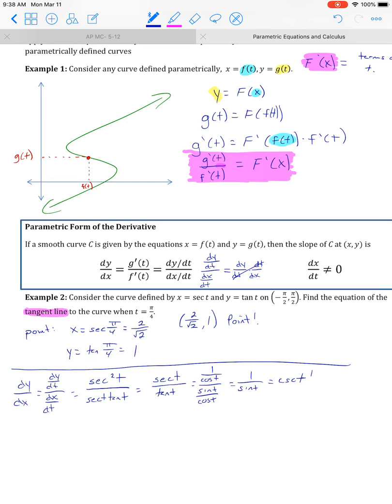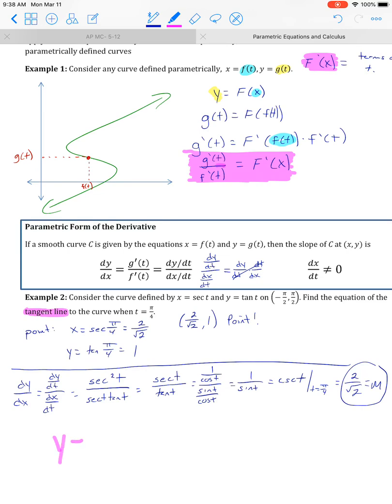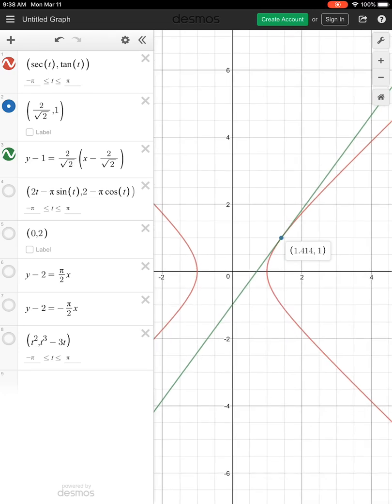So now I'm going to plug in, such that time equals pi over 4. And my slope winds up being sine of pi over 4 flipped, so it's 2 over the square root of 2. So there's my slope at this point. So now I have everything I need for a tangent line. So my tangent line being y minus y1 equals m times x minus x1. If we go graph that to make sure that it's working, boom, there it is in green, perfectly tangent to our point on the red curve.